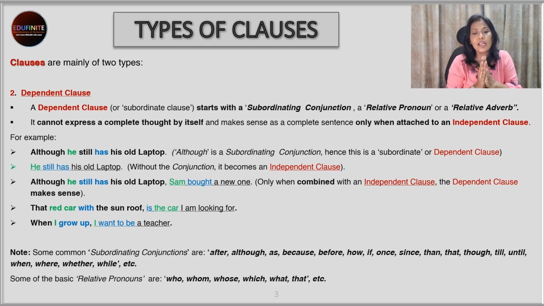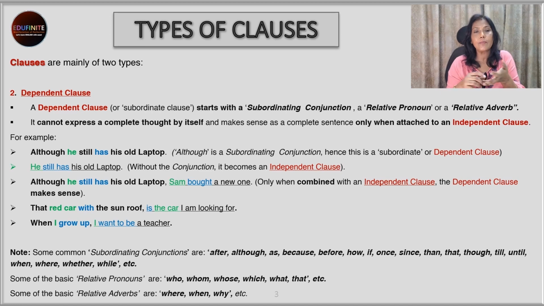Next, some of the basic relative pronouns are who, whom, whose, which, what, that, etc. So over here, in that sentence, that red car, so that is the relative pronoun which this subordinating or the dependent clause has started with. Although is what? It is the subordinating conjunction that it has started with. Although he has his old laptop, Sam bought a new one. In the last sentence, when I grow up, that is a relative adverb. Some of the basic relative adverbs are where, when, why, etc. So when I grow up, that's a relative adverb that the subordinating clause is starting with. I want to be a teacher.